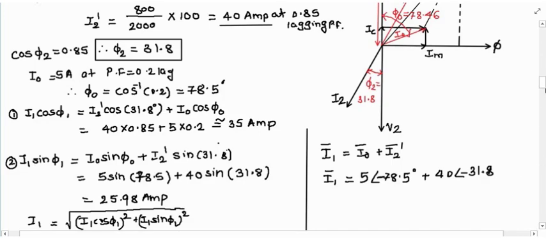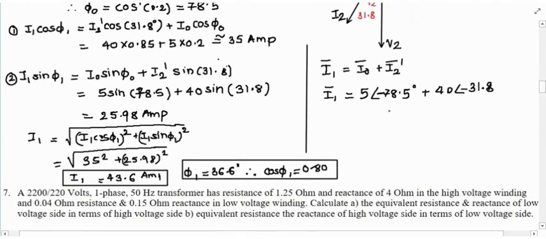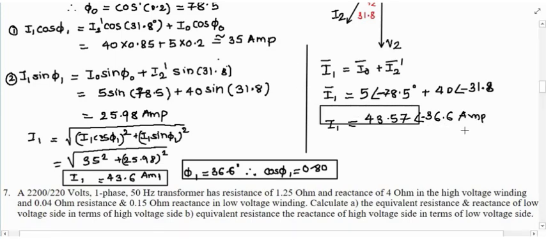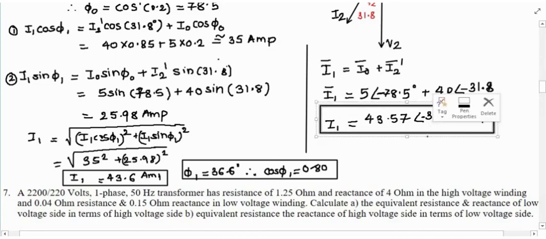So if on the calculator you convert these polar quantities into the rectangular form and add them and again convert them into the polar form, automatically you will get I1 equals to 43.57 at an angle of minus 36.6 ampere. It means that the magnitude of my primary current is 43.57 and it is lagging behind the V1 by angle 36.6. Why minus? Because it is lagging one.